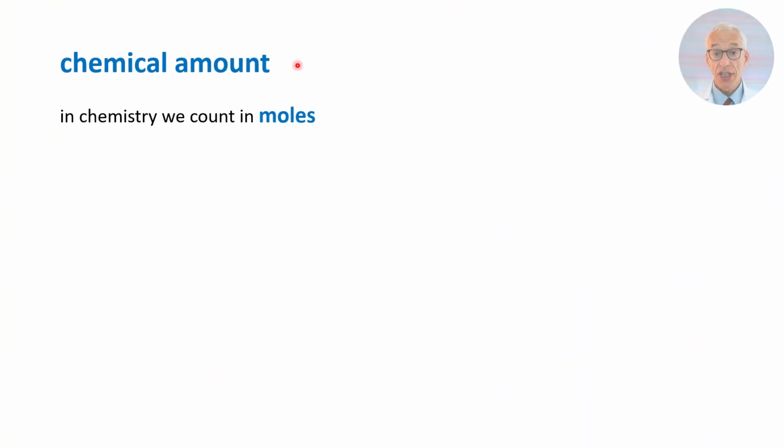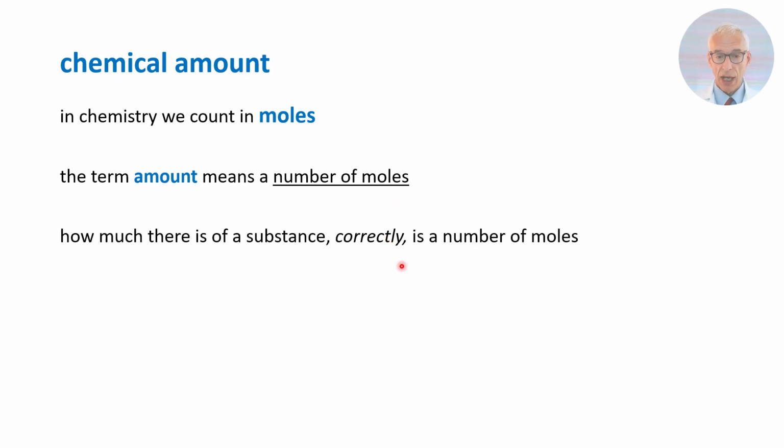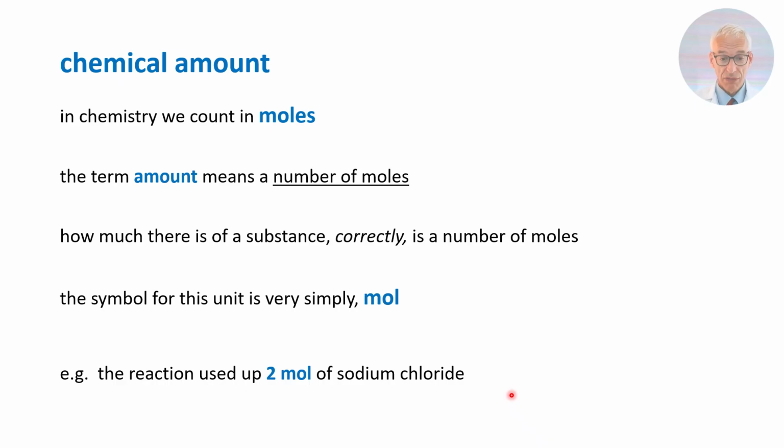So the concept of chemical amount involves counting in moles. The term amount means a number of moles. So how much there is of a substance in textbooks and questions correctly refers to a number of moles. The symbol for this unit is very simply mol, mole. We'll use it, for example: the reaction used up 2 moles of sodium chloride.